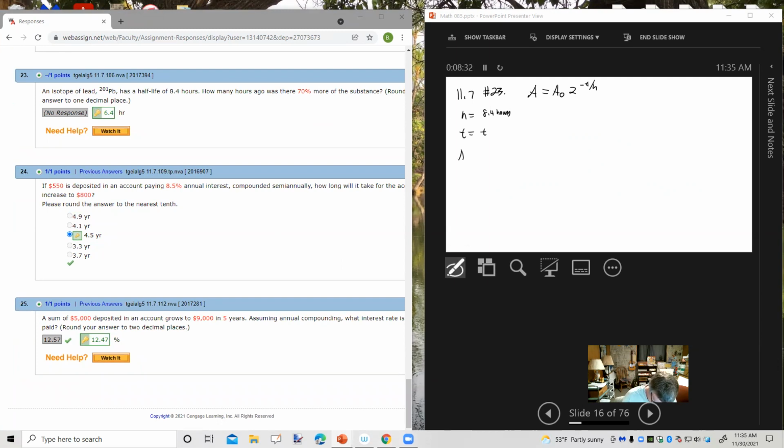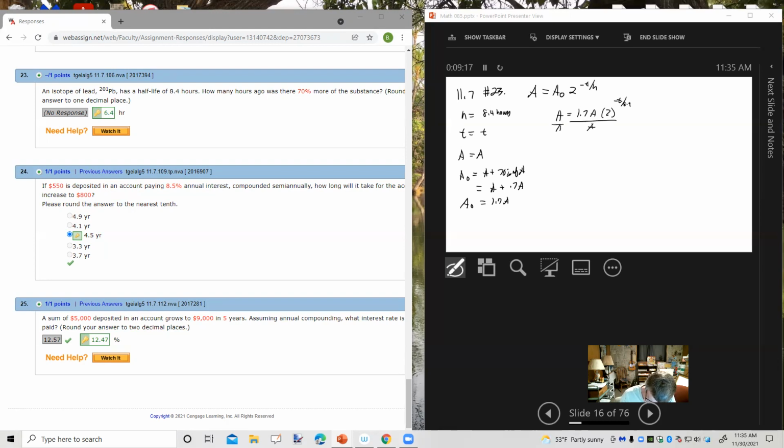Now, at the end, we have A. In the beginning, we have 70% more than what we had at the end. So this A sub 0 would be A plus 70% of A, which would be A plus 0.7A, which would be 1.7A. So A sub 0, the beginning amount, is 1.7 times the ending amount. So we've got A equals 1.7A times 2 to the negative t over 8.4 power.